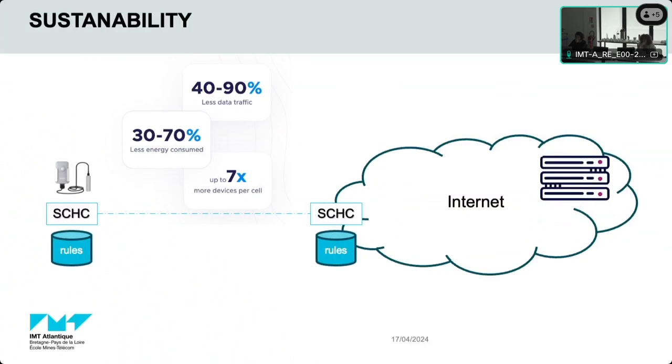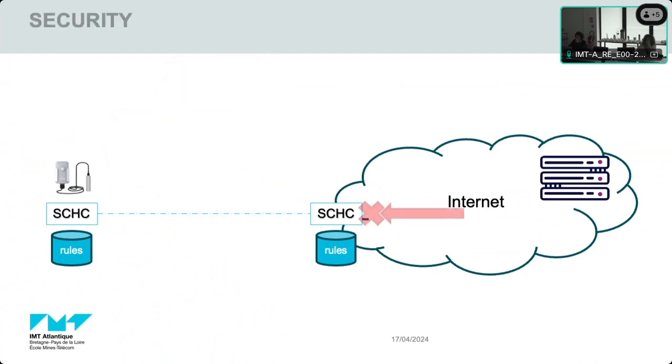So I think that's a message that is also important at the IMT Atlantique level, which is to say that here we're pushing for a much more sober, specialized internet, but still flexible. So we're adapting it to a behavior. The second point is in terms of security, since we've defined a link that is tied to a behavior.